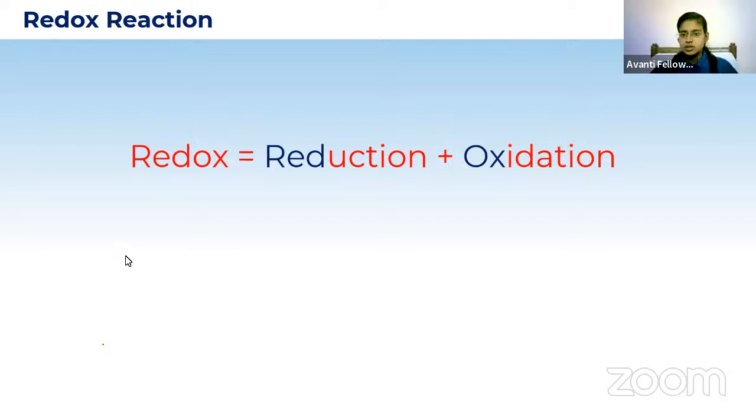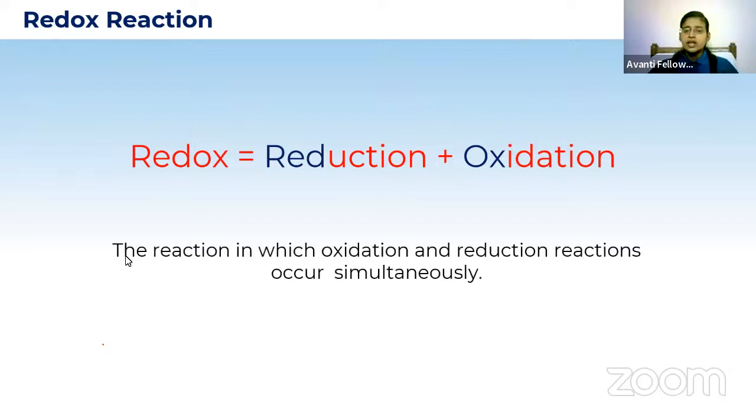In the word redox, we have reduction and oxidation. The definition says that it is the reaction in which oxidation and reduction reactions occur simultaneously. Simultaneously means at the same time. If both oxidation and reduction occur in the same reaction, then we call those reactions redox reactions.